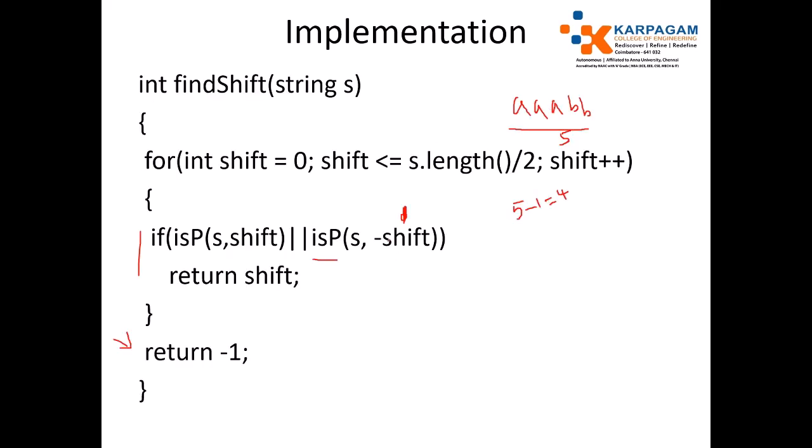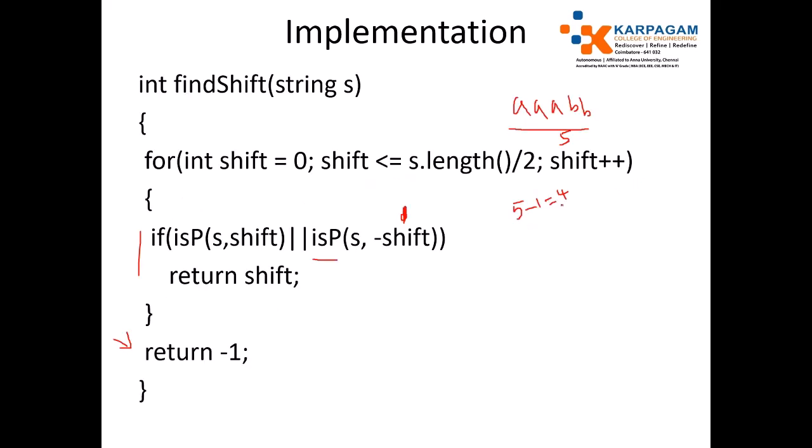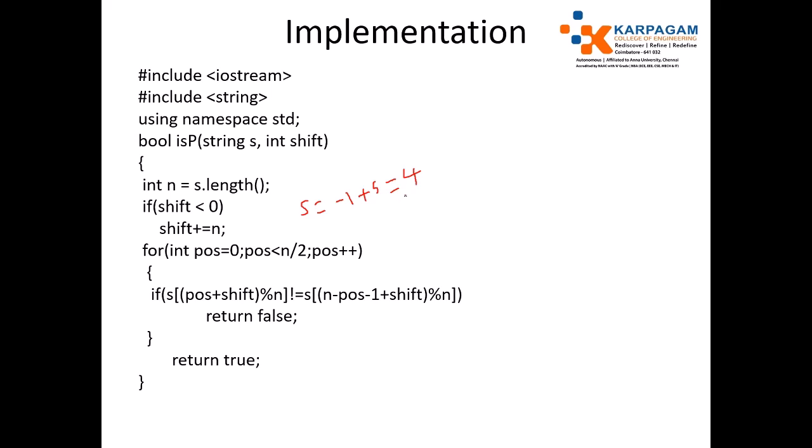For example, if I pass the shift value as -1, then shift equal to -1 plus 5. As I already told, this is equivalent to 4, because 5 minus 1 is 4. So 4 shifts we need. So if shift is less than 0, just do shift plus equal to n, that is shift equal to shift plus n. So for shifting to the higher position we are doing this.